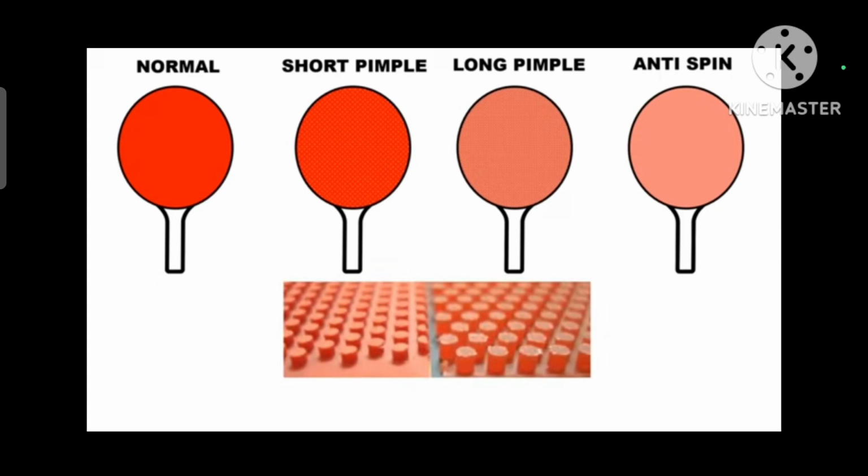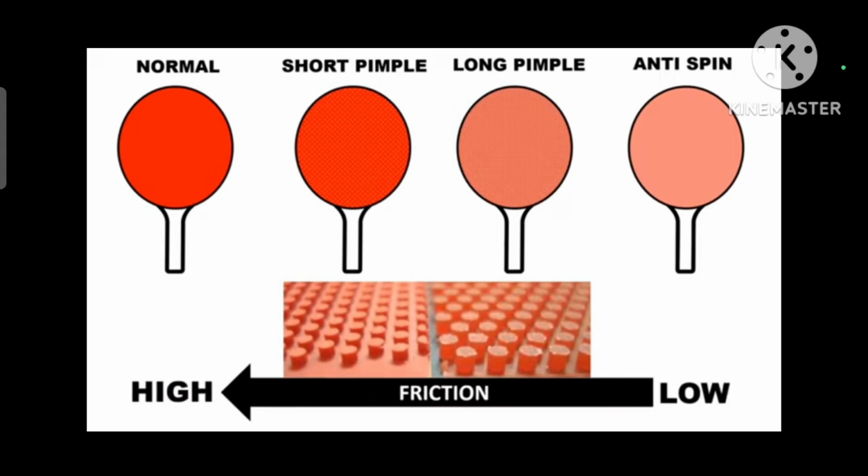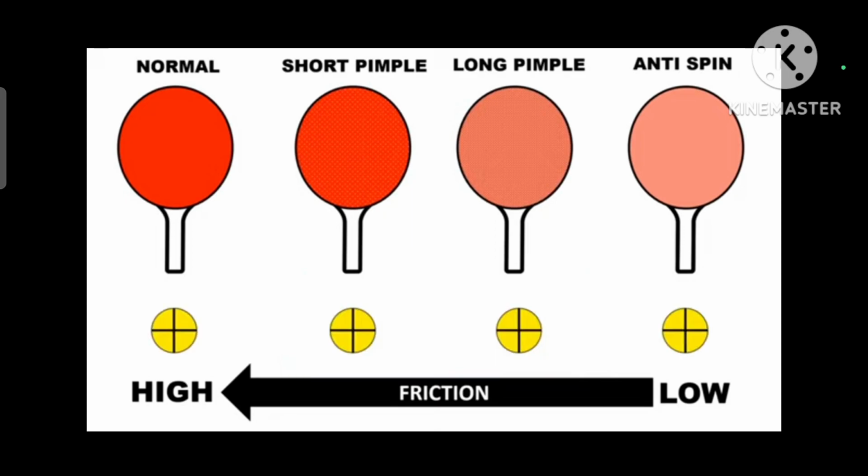What is the difference between these 4 kinds? It is the friction of that rubber. So anti-spin has the minimal friction, whereas normal has really high friction, and then short and long are in between. So if you spin the ball, the normal bat would spin the ball way higher than the anti-spin. So that's how the game changes completely. If you have a normal bat, then you need to adjust for spin heavily, whereas for anti-spin that's not a concern for you.